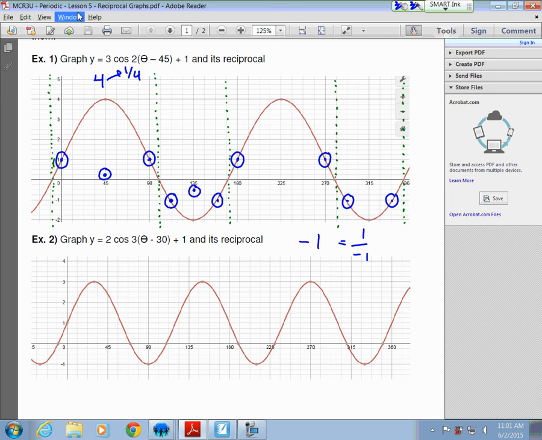If we wanted a perfect graph, we'd use supercomputers. Or Desmos, right?